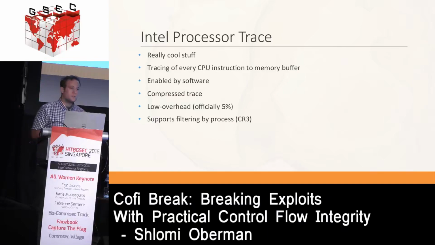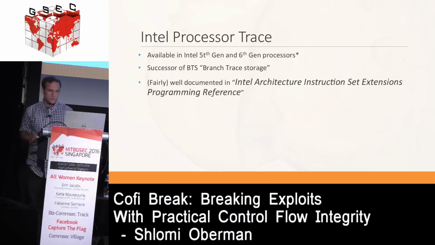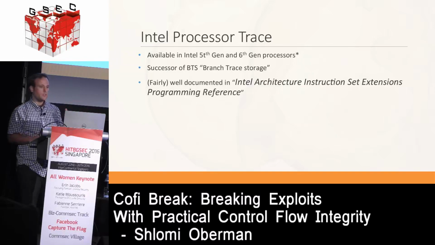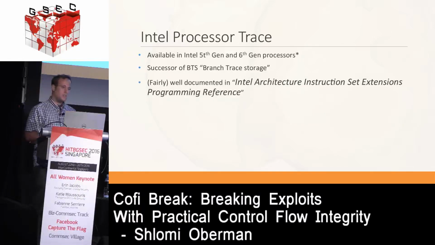And very importantly, it supports filtering by process. It doesn't allow a lot of operating system context, but it does allow filtering by the CR3 register. It's available starting with Intel 5th Gen CPUs. It's the successor of the branch trace storage. I say successor because it's a similar feature, but they're actually very different. The branch trace storage would make a program run 40 times slower, while Intel PT, processor trace, has a 5% overhead, which is very, very different.